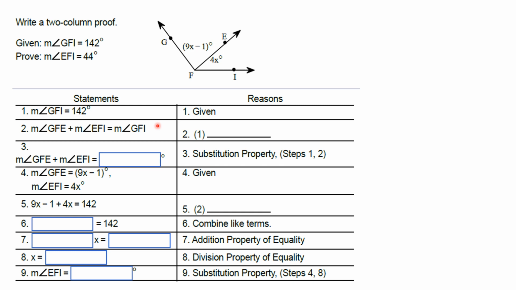All right, so broken up into statements and reasons. First line is completely filled in for you. It says the measure of angle GFI is 142 degrees. That's given to you. Perfect. All right, line 2. The measure of angle GFE plus the measure of angle EFI is equal to the measure of angle GFI. So that's just saying if you take GFI, split it up into those two chunks, GFE and EFI, then that's going to add up to the original angle, GFI. And that is the angle addition postulate that we just looked at a few minutes ago.